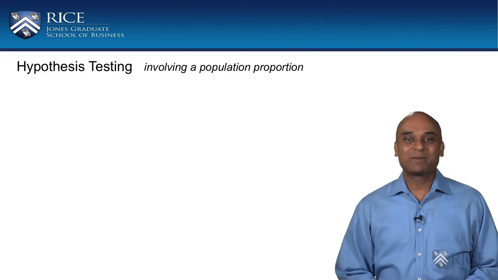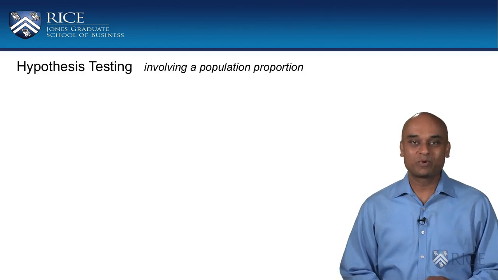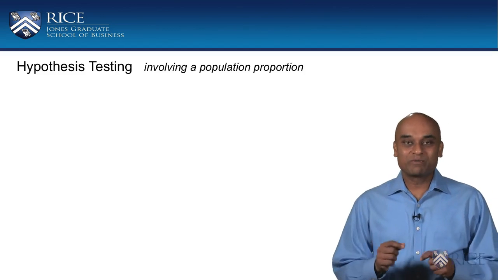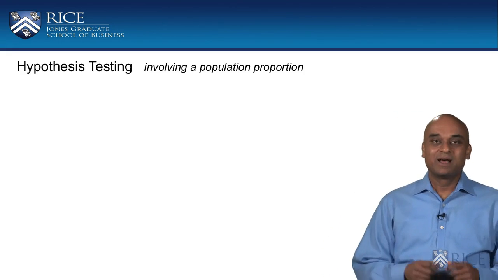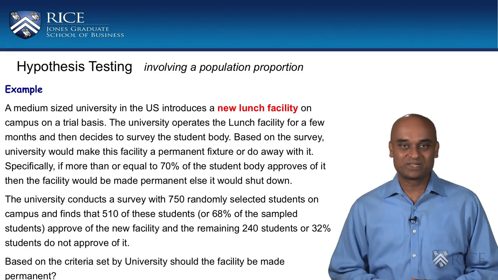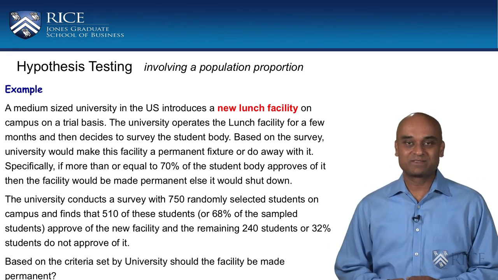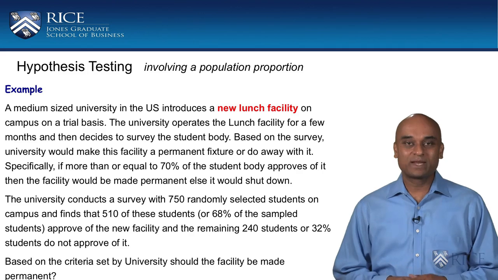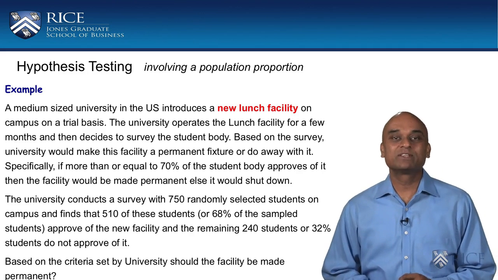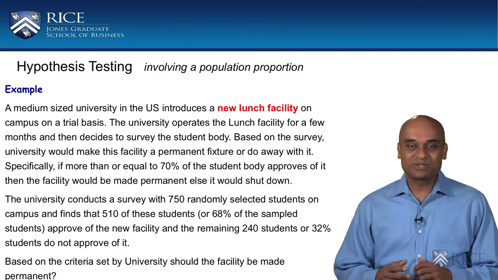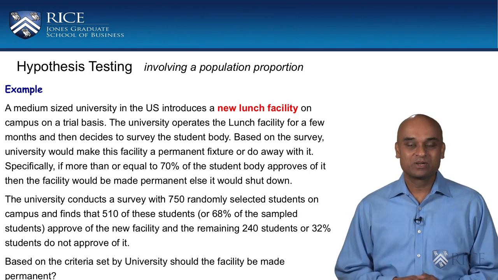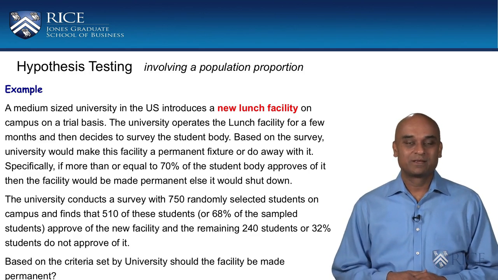We will now look at hypothesis tests involving a population proportion rather than a population mean. Let us motivate it by an example. A medium-sized university in the US introduces a new lunch facility on campus on a trial basis. The university operates the lunch facility for a few months and then decides to survey the student body. Based on the survey, the university would make this facility a permanent fixture or do away with it.